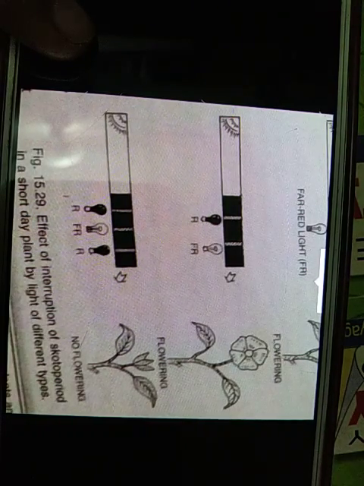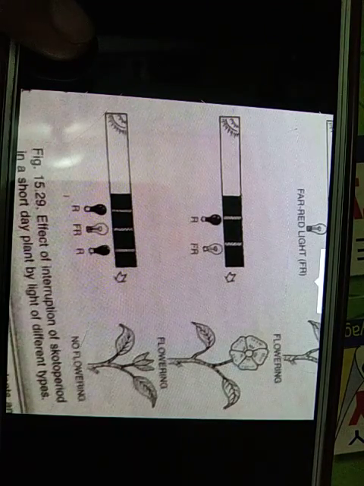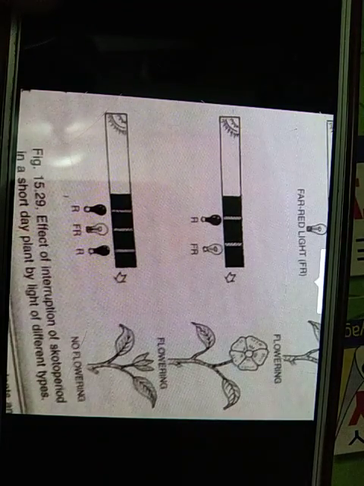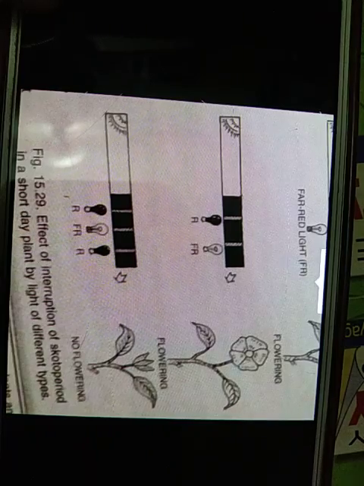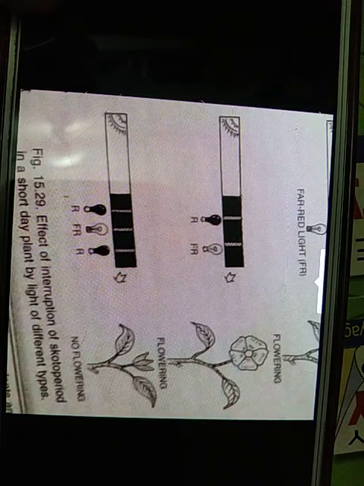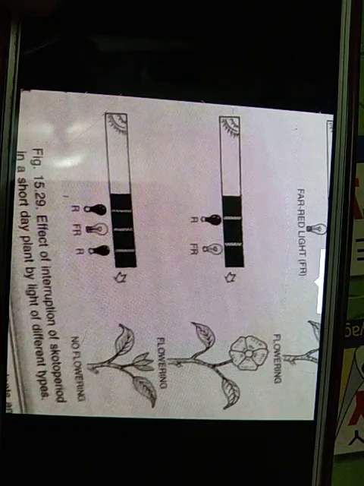Now, dark periods. Short day plants are also called long night plants. This is because they require a continuous critical dark period which must be exceeded. If the plant is exposed to even a flash of light, that is usually 660 nanometer, before achieving the critical dark period, flowering is prevented. It is called light break reaction.